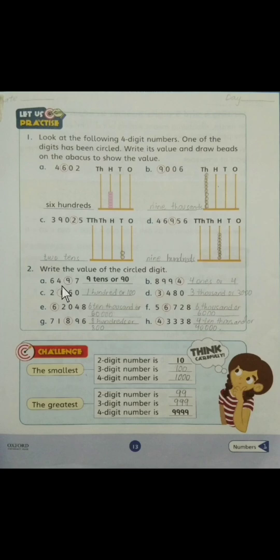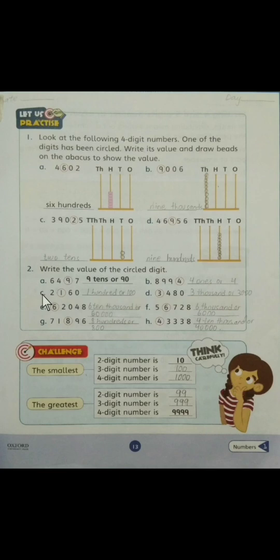Here we have number 6497 and we named it 66,497. So class, what is the place value of 9? It's tens. So we have to write like 9 tens or 90. Look at B. Here we have number 8994. The circle digit is 4 and the place value of 4 is 4 ones, or we write it like 4.